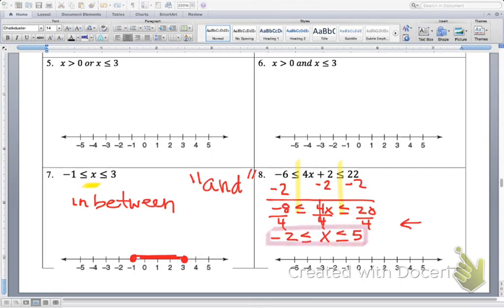So we're pretty much going to highlight everything in between -2 and +5. We're going to use closed circles. So we're just going to highlight everything in between. So -1, 0, 1, 2, 3, 4, 5 and -2 are all solutions, and all their decimals in between. So that's pretty much it.